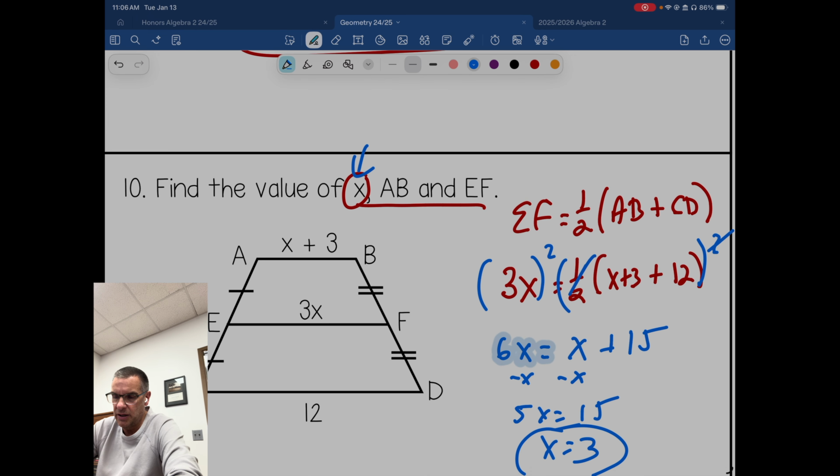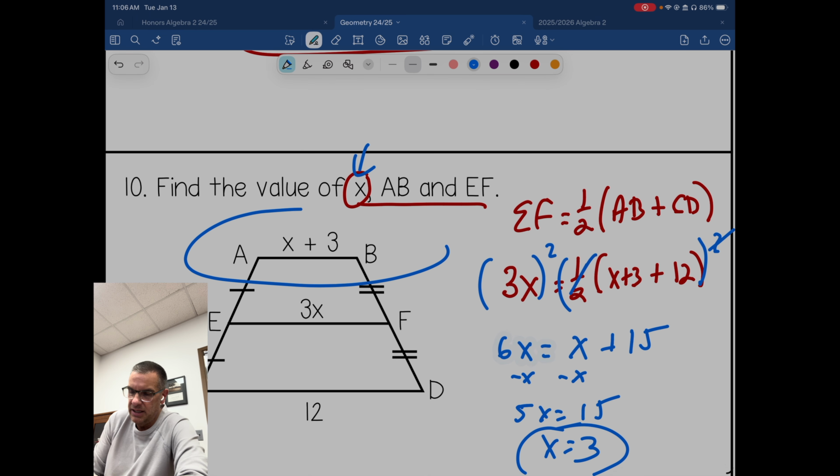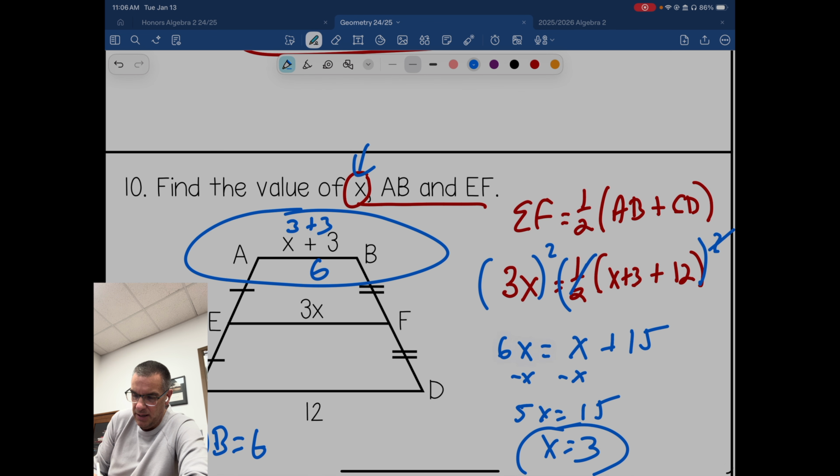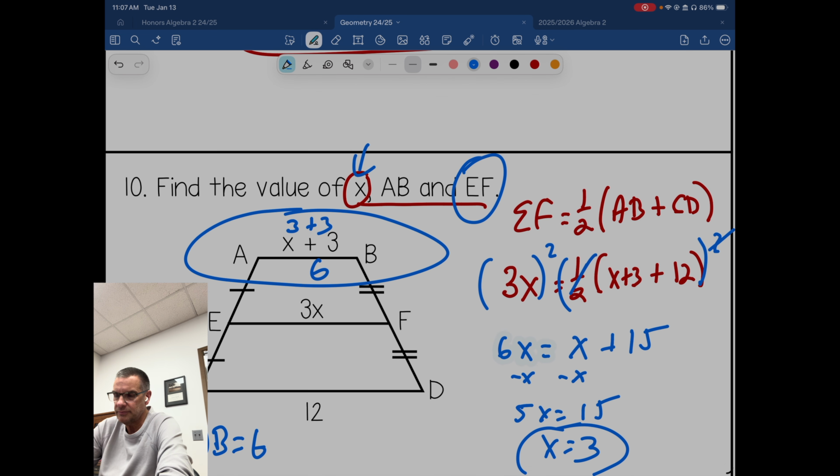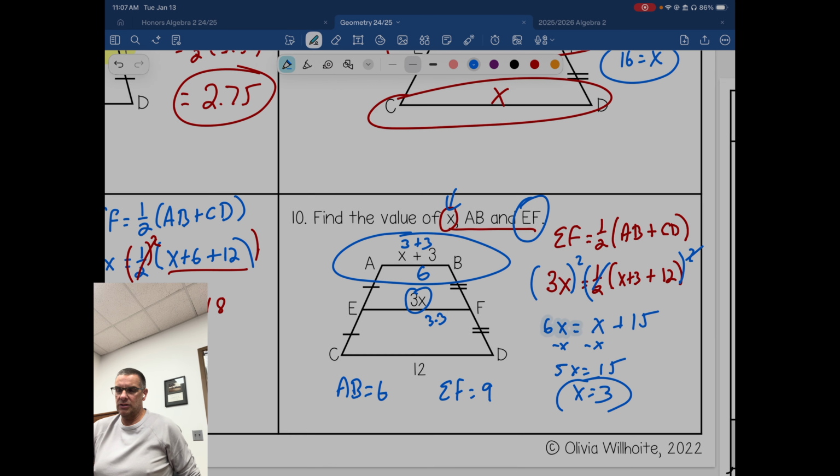So I've got the first part in, but now I need to know what AB is. Well, AB is right here. AB is x plus 3. Well, I know x is 3, so 3 plus 3 is 6. So AB is equal to 6. EF is 3 times x, so 3 times 3 is 9. So EF is equal to 9. And there are my solutions.